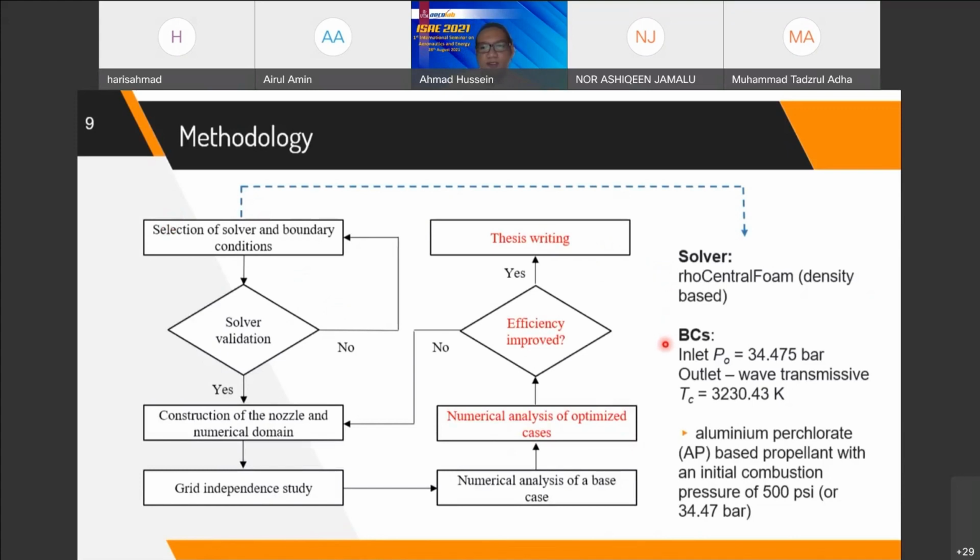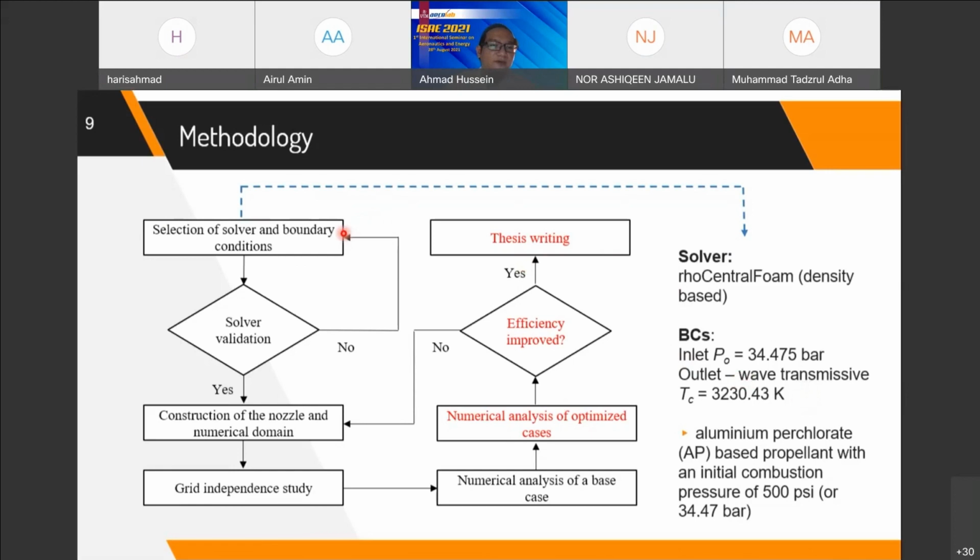So for this particular case, we use a wave transmissive outlet boundary condition, and the pressure and temperature of the combustion is simulated using the AP-based propellant with an initial combustion pressure of 500 psi or 34.47 bar.